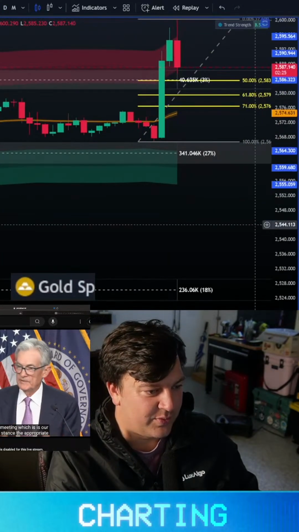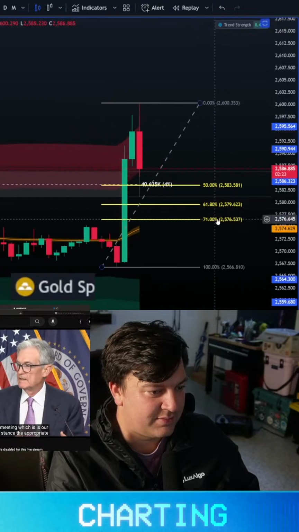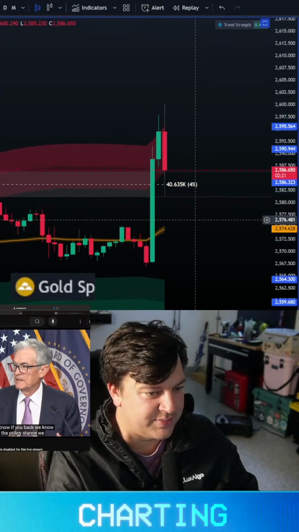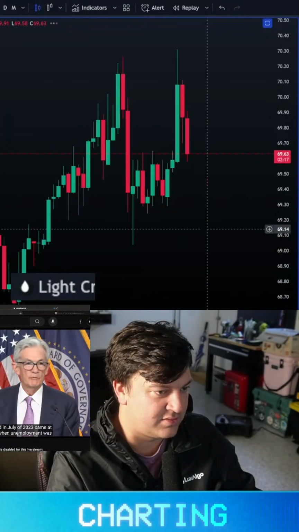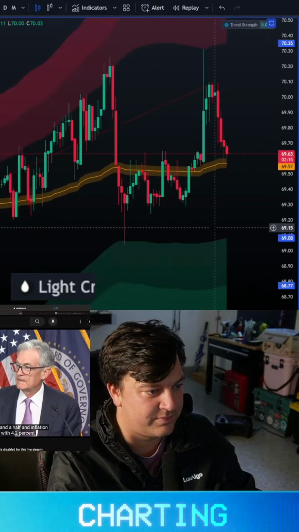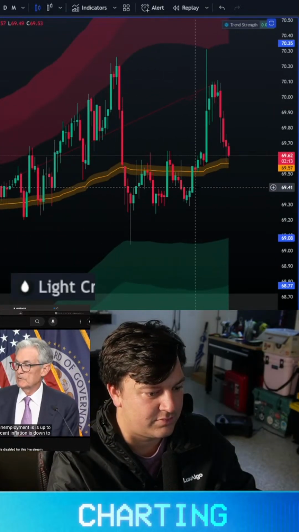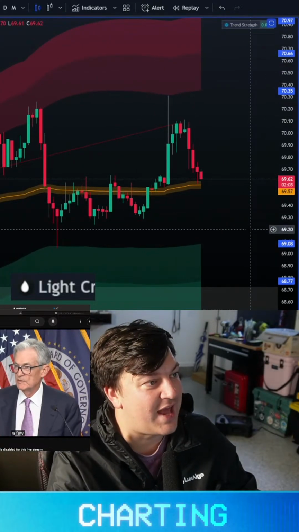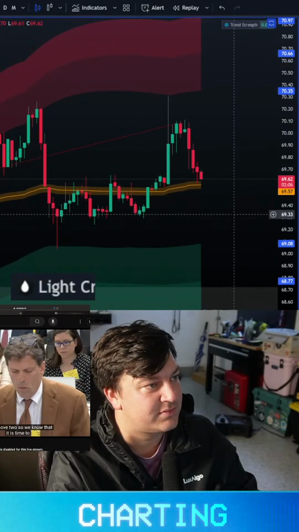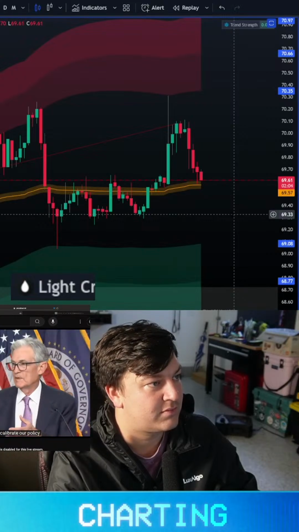We know, if you go back to the policy stance we adopted in July of 2023, it came at a time when unemployment was 3.5% and inflation was 4.2%. Today, unemployment is up to 4.2%. Inflation's down to a few tenths above 2. So we know that it is time to recalibrate our policy.